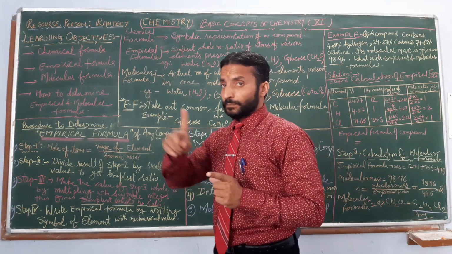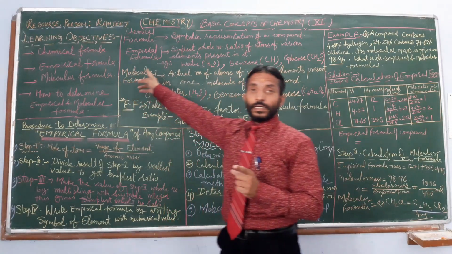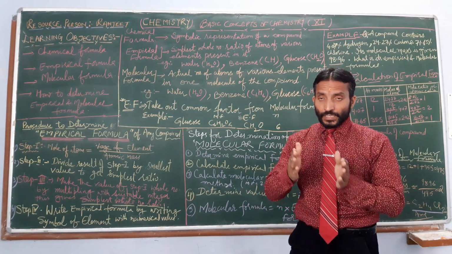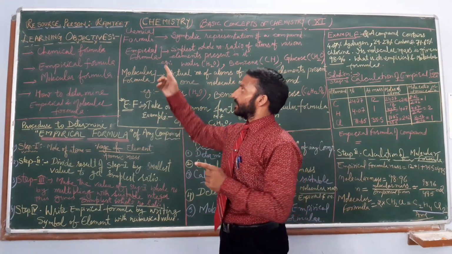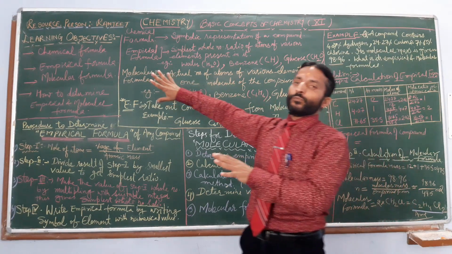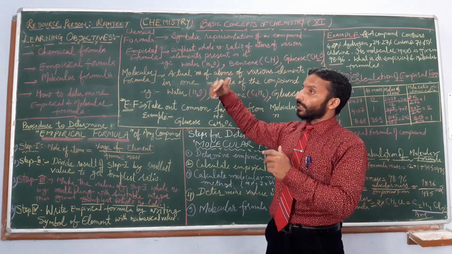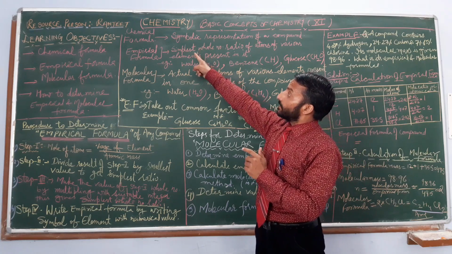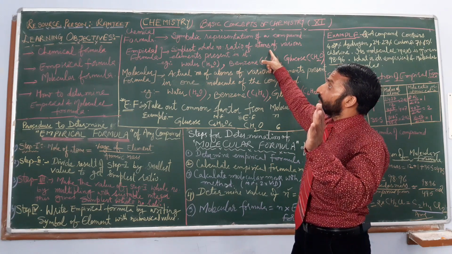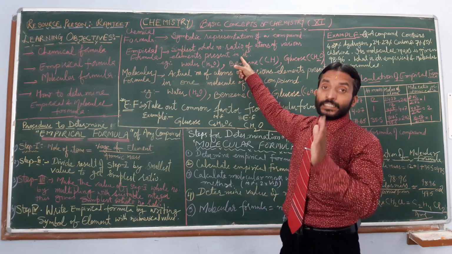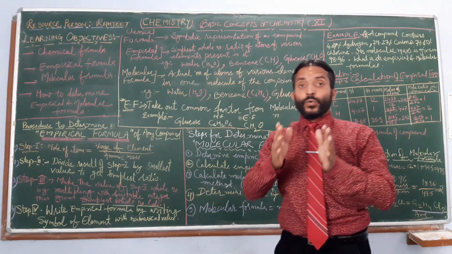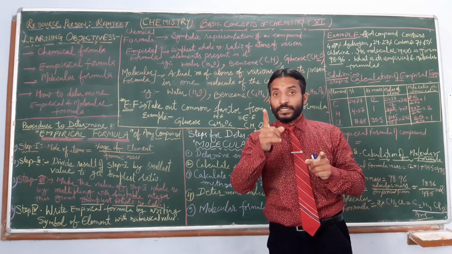Now this chemical formula is of two types. One is known as empirical formula and another is known as molecular formula. Empirical formula, first of all, what is it? Empirical formula is the primary formula. It tells us the simplest whole number ratio of atoms of various elements present in it.